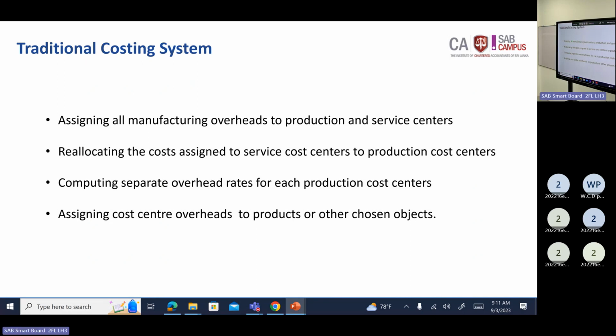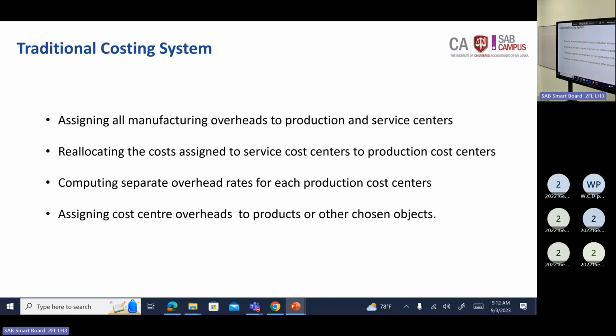When you reallocate, assume that we had 6 million and 4 million in factory 1 and factory 2. There were 3 million overhead cost. So out of that, 2 million is allocated to factory 1 and 1 million to factory 2. So total overhead cost of factory 1 is 8 million, factory 2 is 7 million. Now 15 million is finally allocated among only the production cost centers, the production departments.